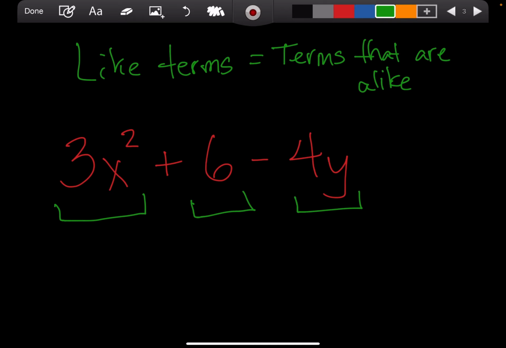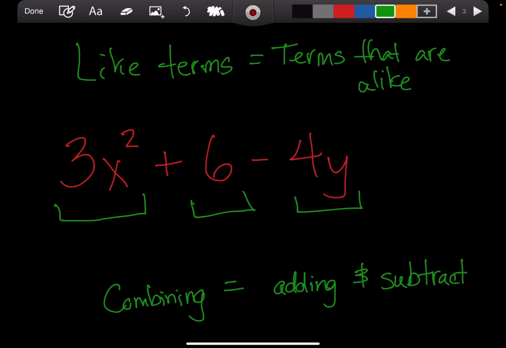When we're talking about combining like terms, we're talking about adding and subtracting. So you can add and subtract terms that are alike. And later on, you can learn more about multiplying and dividing. You can actually multiply and divide terms that are not alike, but that's for another day. So combining like terms is when you're adding or subtracting terms that are alike. So let's take a look at some examples.